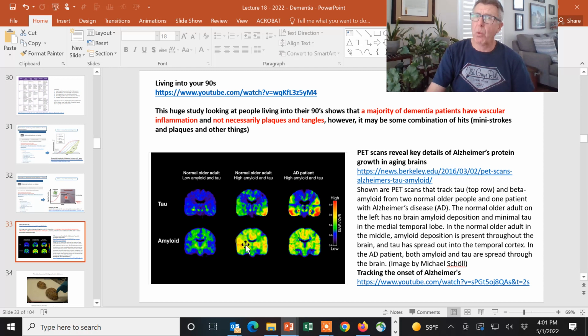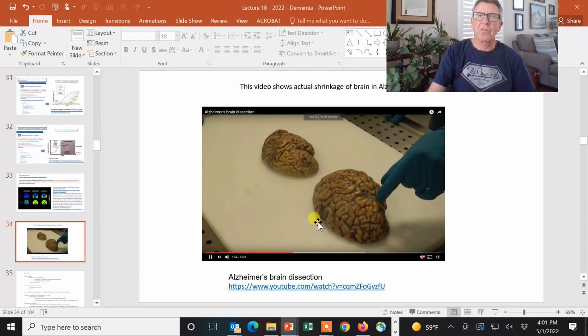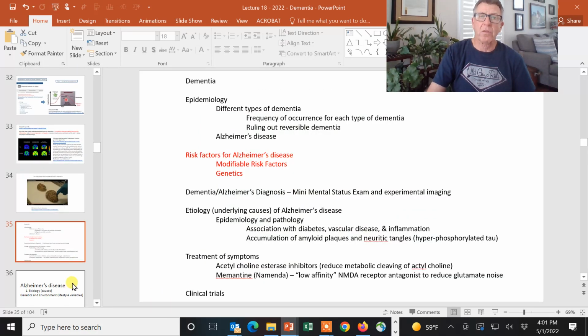This is a PET scan where we can look. PET scan allows us to radioactively label compounds that would bind to the amyloid or the tau. Alrighty, you can see the shrinkage of the brain right here, and that's what a pathologist would do, and that's what this is all about.